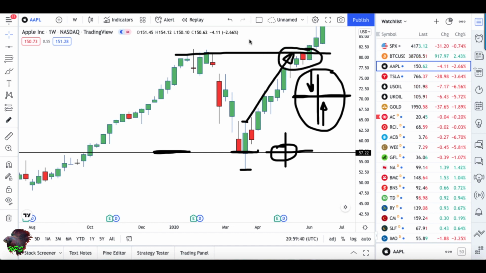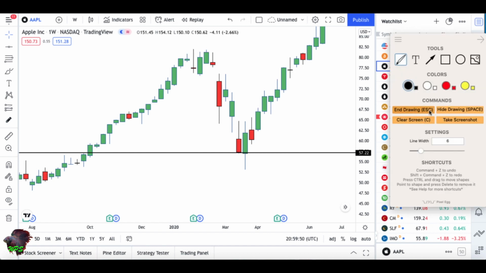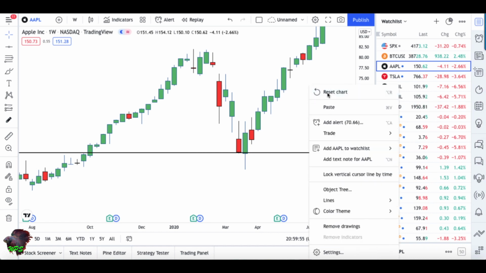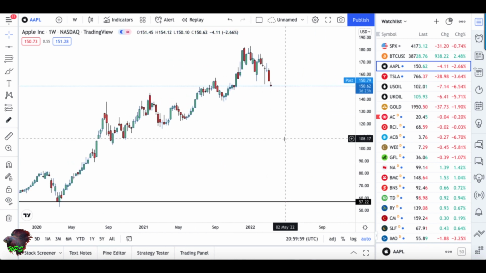Okay, so now we have another ceiling here, and if it gets broken, when the market comes down, it becomes a support. All right, so let's move this video in the right direction right now. What I'm looking at here, guys, I'm going to reset the chart and take a look at the markets as they move on right now.